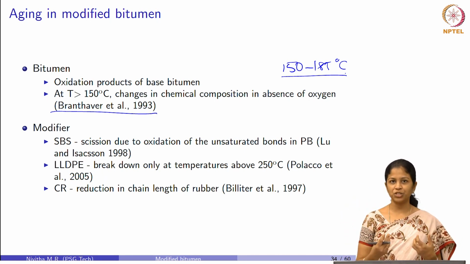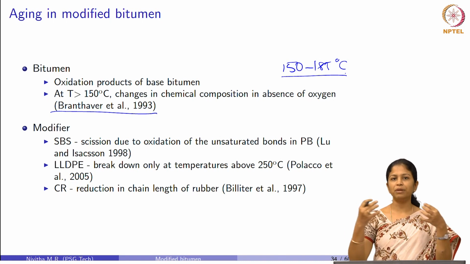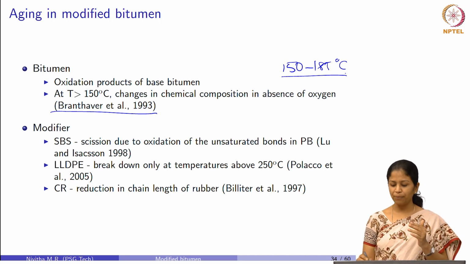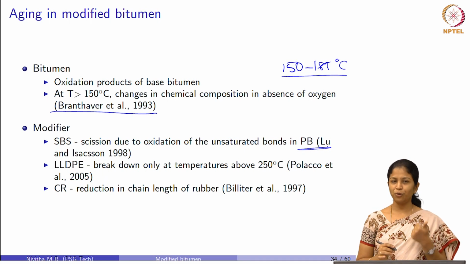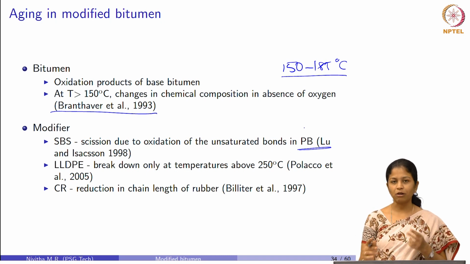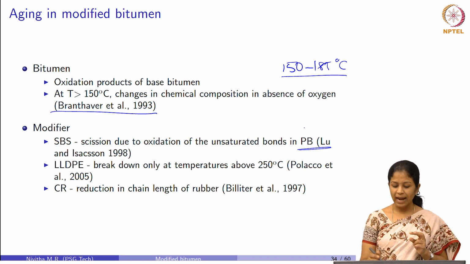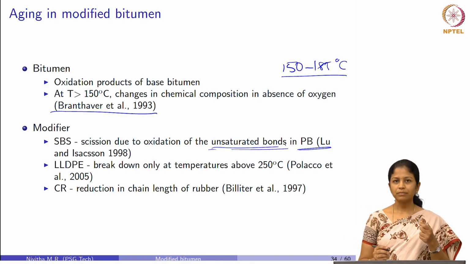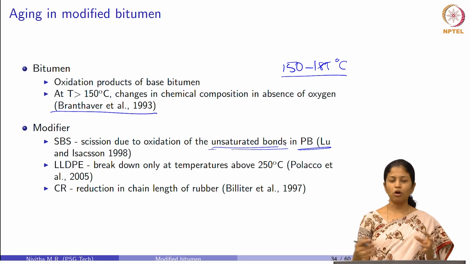What do you mean by scission here? It is the breakage of the molecule into smaller units. This happens because of oxidation in the polybutadiene fraction which is present in SBS. We know that SBS is composed of polystyrene and polybutadiene. This polybutadiene component oxidizes at the unsaturated bonds which are present in this material, and as a result of this oxidation, it breaks down into smaller units.